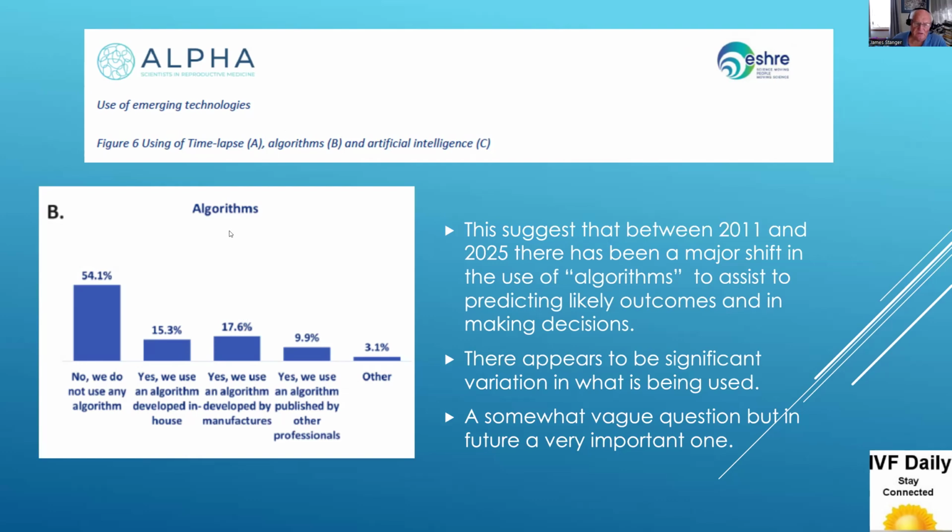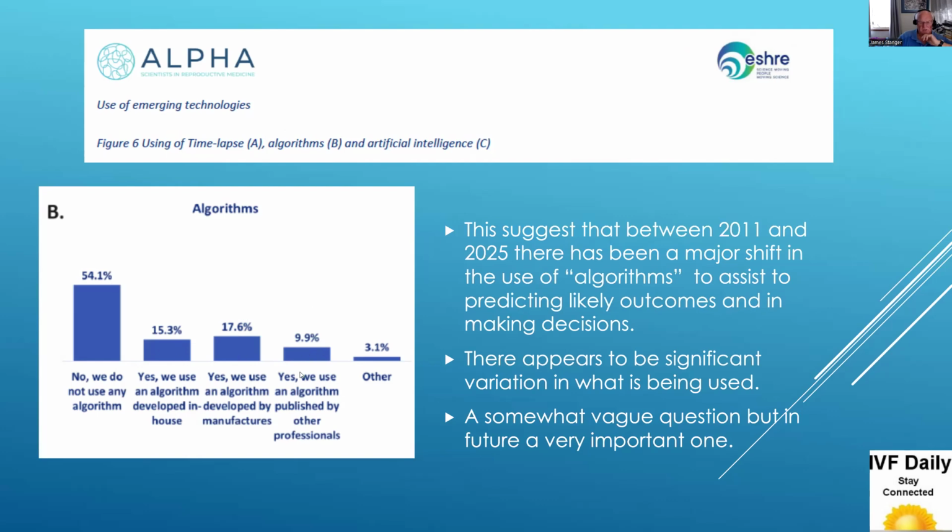In terms of algorithms, this is a fairly loose term. I'm not entirely sure what it's describing, but you can say that half the clinics don't use any form of interpretation of what the outcome's likely to be. I think what they're using algorithms for here is to predict the outcome for helping clients make decisions. So they're using an algorithm for a particular case to give advice to the couple about what type of treatment they should have. 50% use an algorithm they developed in-house, 15% use algorithms developed by manufacturers, and 10% by other groups, etc.